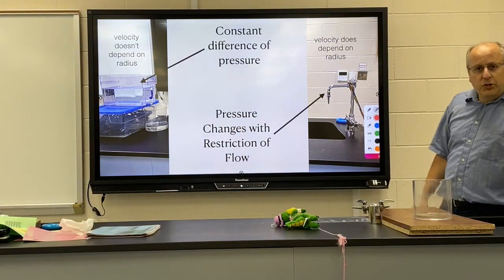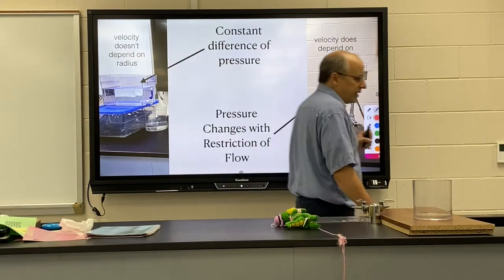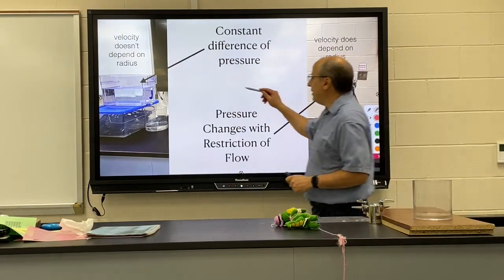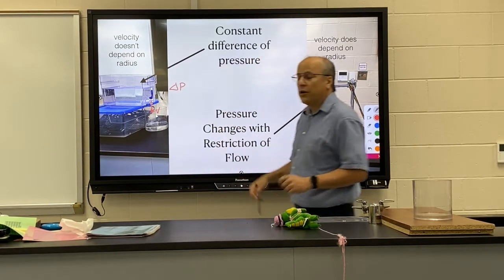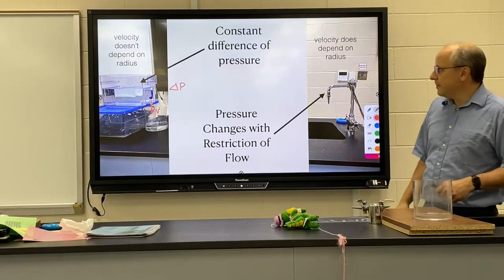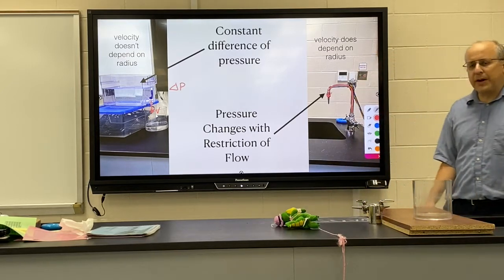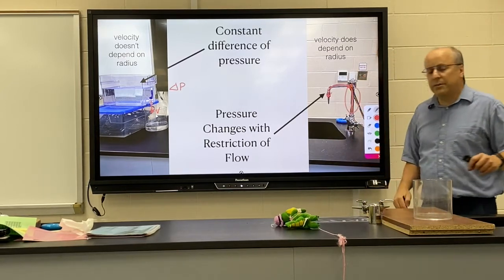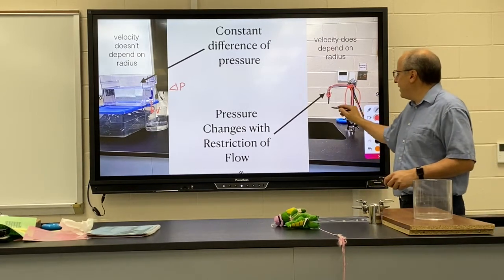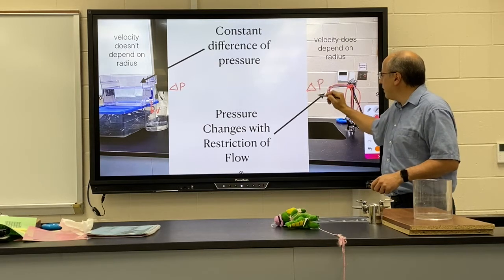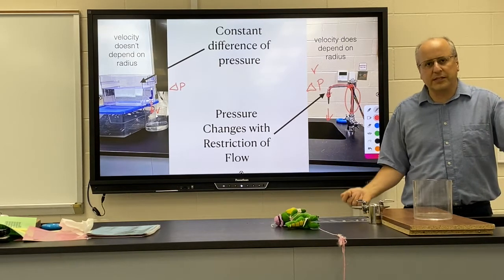Okay, I want to remind you again of the difference between our beverage container and our faucet. Remember, with the beverage container, there is a constant difference in pressure, so we have a constant velocity regardless of the size of the opening. With this system, there is not a constant pressure. The pressure changes in this part of our system as we constrict the flow of the fluid. So this will not have a constant delta P, and therefore it will not have the same velocity when we change the size of the faucet.